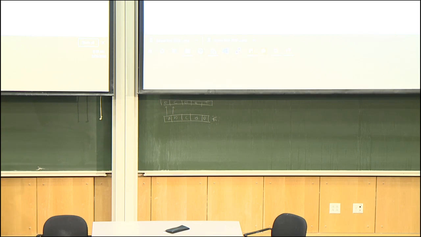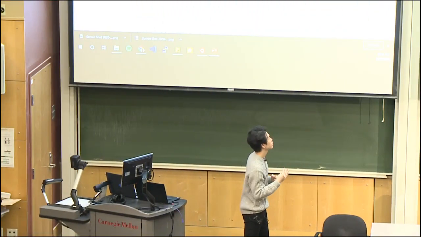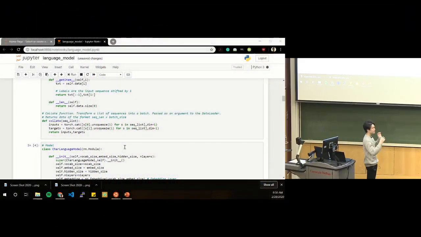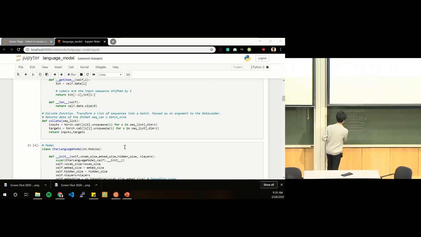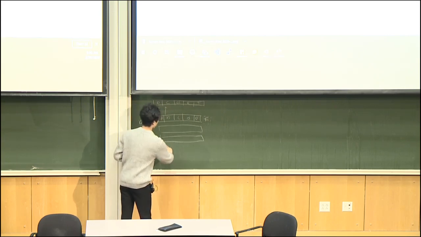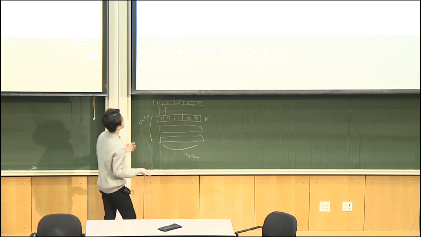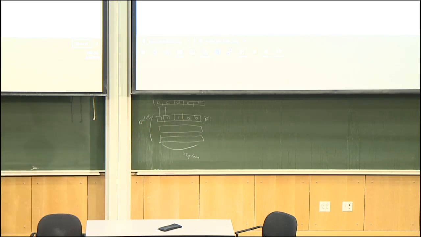Collate is a function that takes in a list of these training examples, so the training and target pairs, and then puts them all into a batch. So basically what this is doing is, if we have a bunch of these, it's just stacking them into batches. So it's going to be batch size by sequence length. And that's all that's doing.